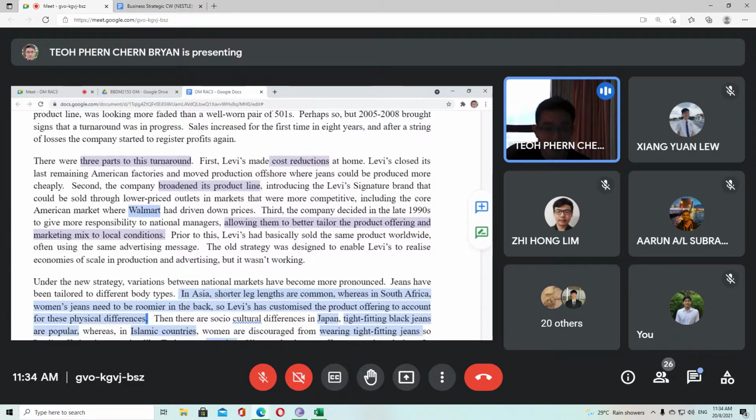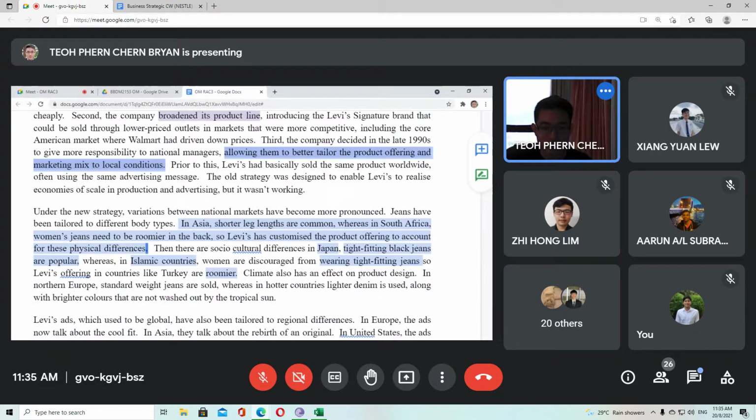Right? Third, they did decentralized management, okay? Which means managers in each country will have to decide and change the product and change the advertising. Okay, so how did they change the product? The example is here. Asians are shorter, right? Naturally, we are shorter. Okay, so our jeans are shorter.